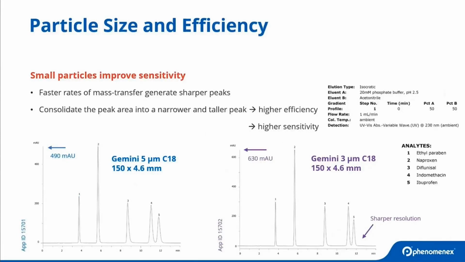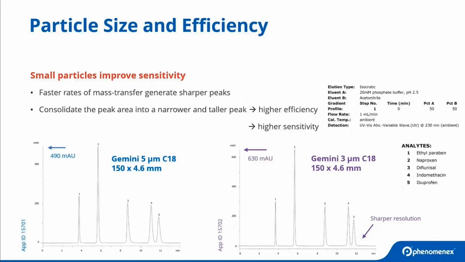So let's first take a look at how we see improvements to our sensitivity. Once again, same sample, same particle morphology, same column dimensions, same instrument conditions. We are just comparing 5-micron fully porous Gemini C18 particles with 3-micron particles from the Gemini C18 particle morphology. And we see we have sharper peaks that generated greater sensitivity, specifically taking a look at our UV-Vis values of 630 on the 3-micron particles compared with 490.